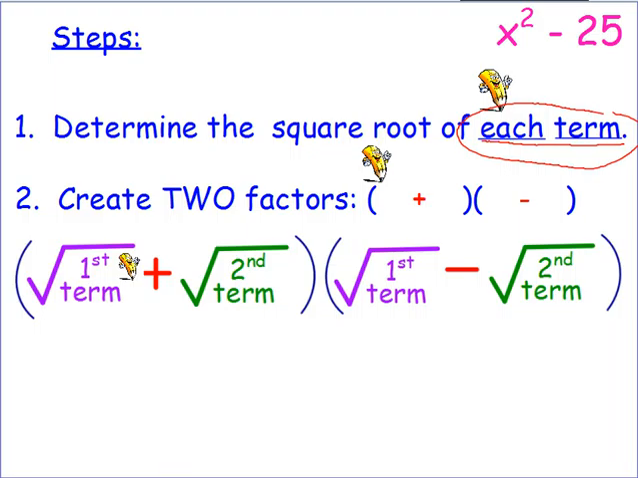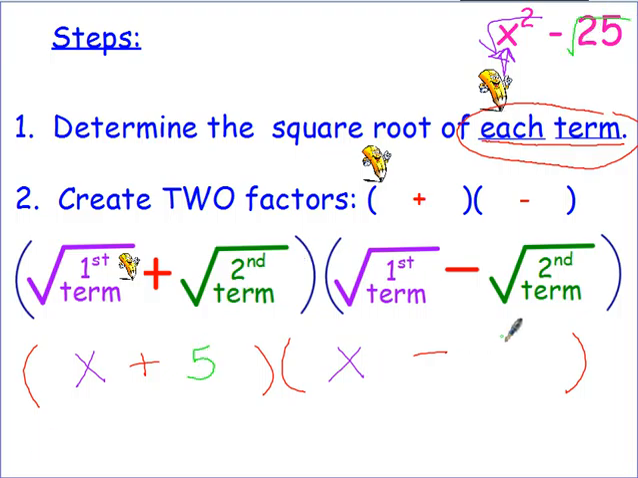And if I were to answer the example we see up here, I would set up my parentheses with my plus and my minus, and it would be blank. But then I would know that the square root of my first term here is just x. So x would go here, x would go here, because it's the square root of the first term. And then for the second term, the square root of 25 is 5. So this would be my answer.